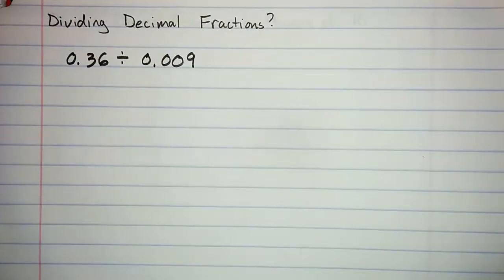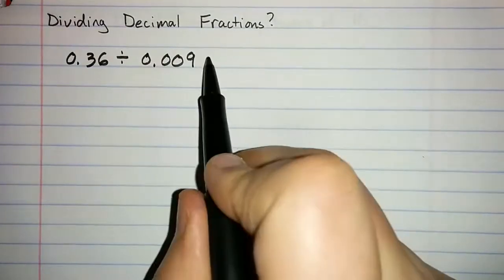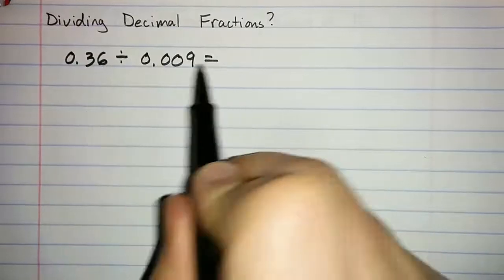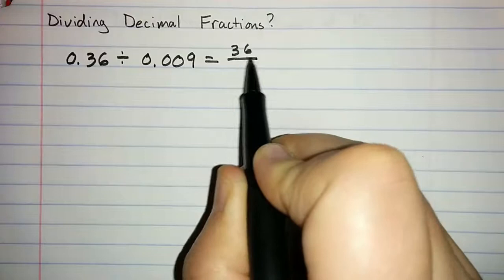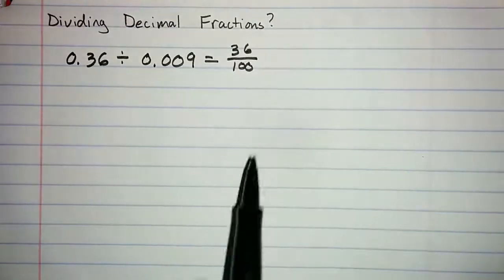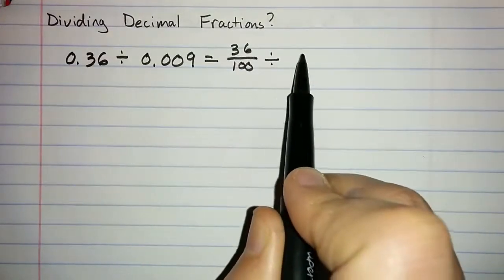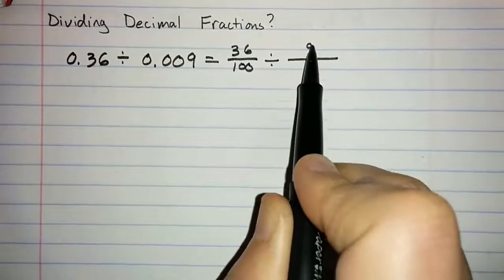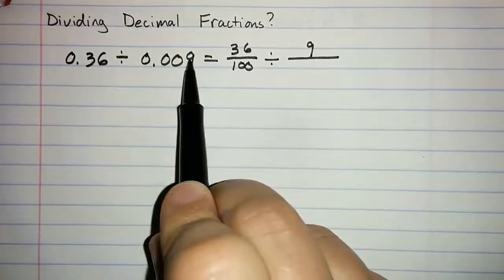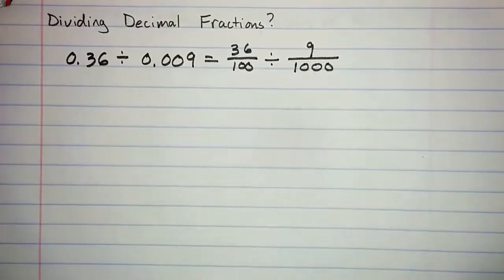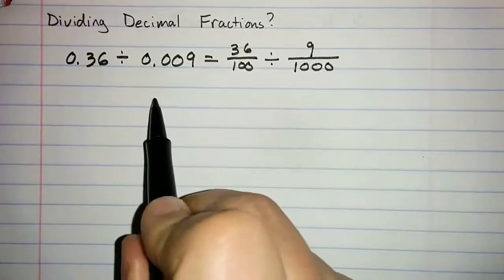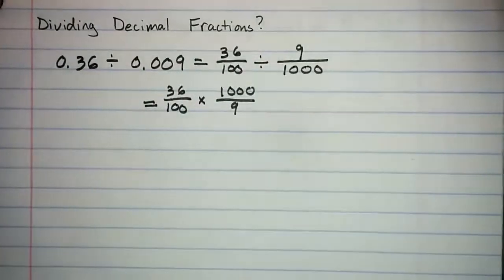0.36 by 0.009. Well, in fraction notation, 0.36, that's 36/100ths. 0.009, that's 1, 2, 3 digits to the right of the decimal point, 9 1,000ths. Rewrite that as multiplication. Oh, look what happened.